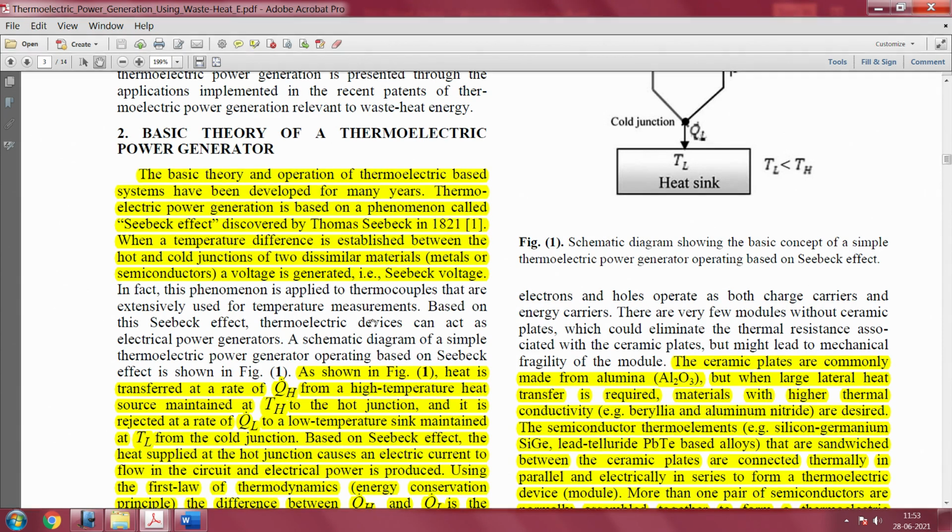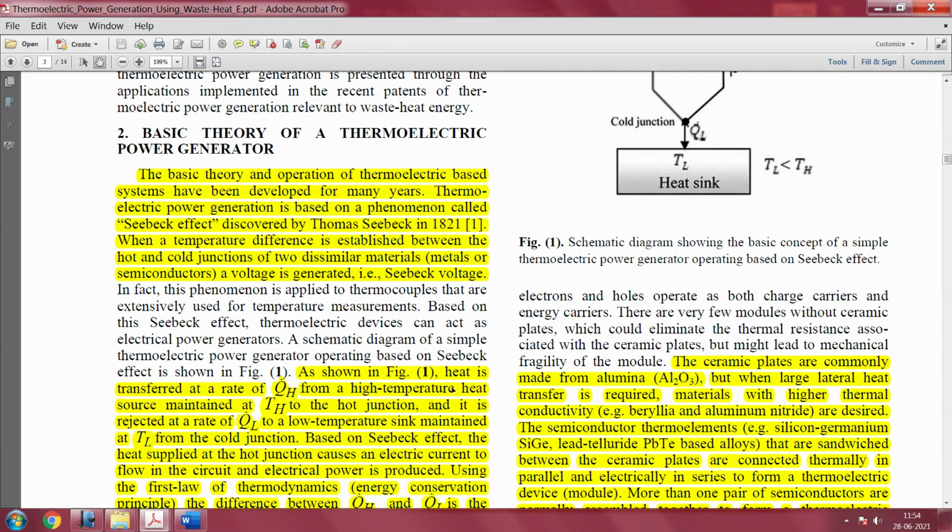Okay. And thermocouples are extensively used as sensors in temperature measurement. For very accurate temperature measurement, people use thermocouples. Based on the Seebeck effect, thermoelectric devices can act as electric power generators. Actually it is the same thermocouple, but here you are extracting the power, you are using that power.